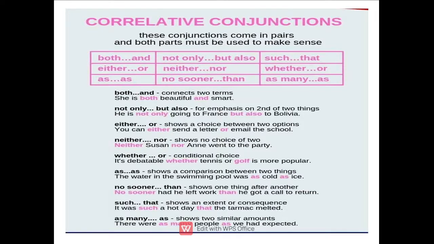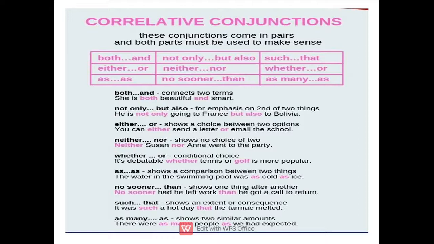Next we have correlative conjunctions. Correlative means that it establishes a relation between two parts of the sentence, and the conjunction words come in pairs. Both parts have to be used to make sense. She is both beautiful and smart. He is not only going to France but also to Bolivia. You can either send a letter or email to the school, that is if you have a choice. Neither nor when there is no choice. Neither Susan nor Annie went to the party.